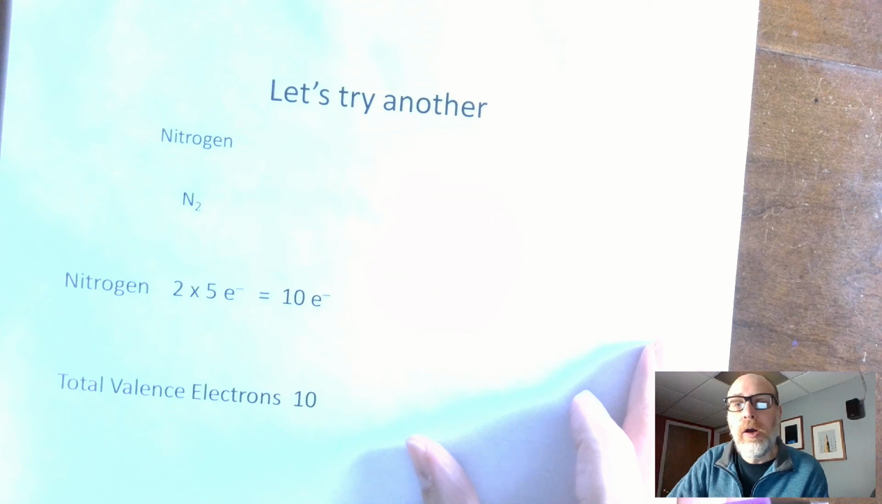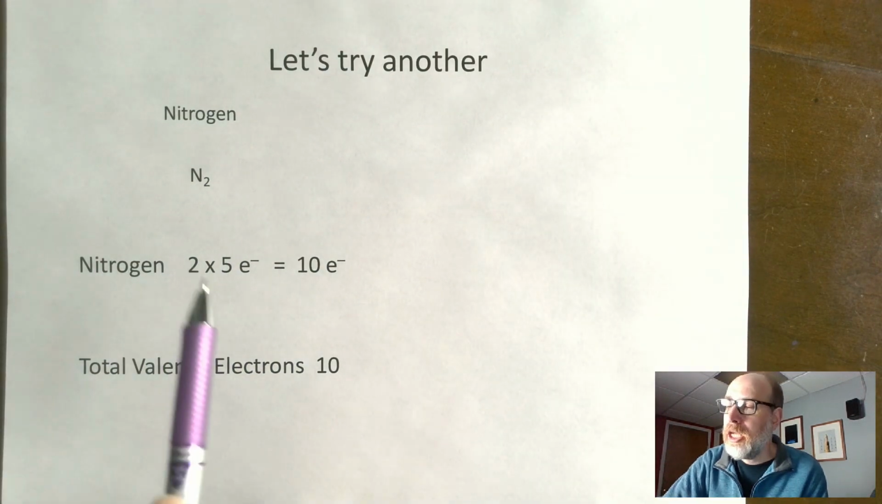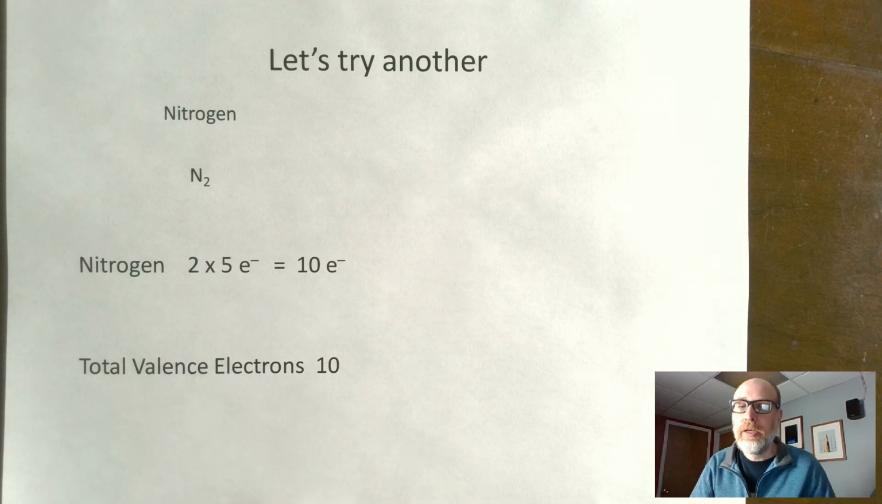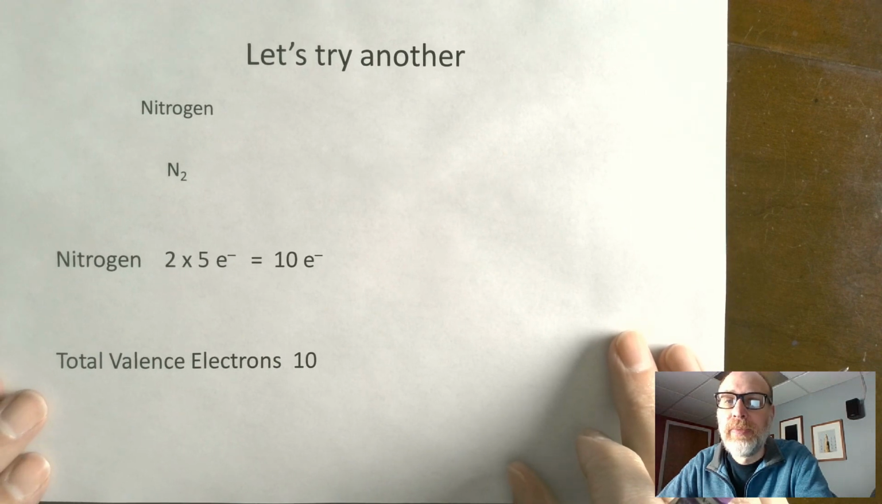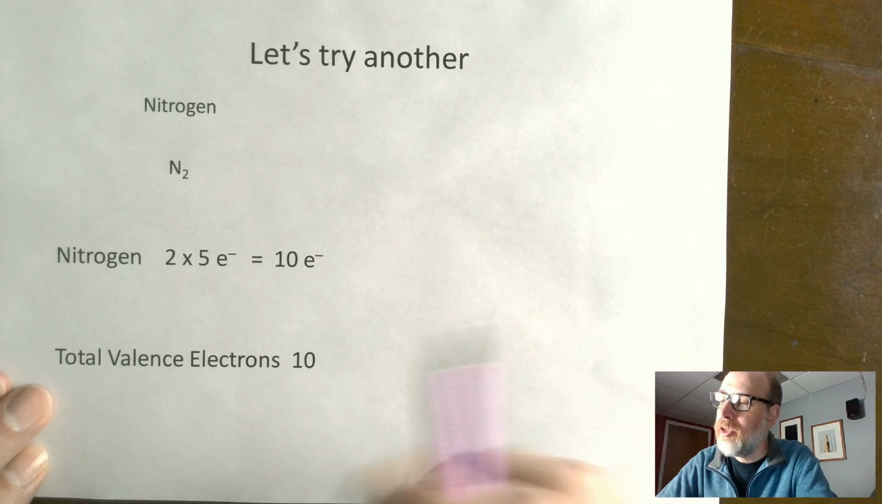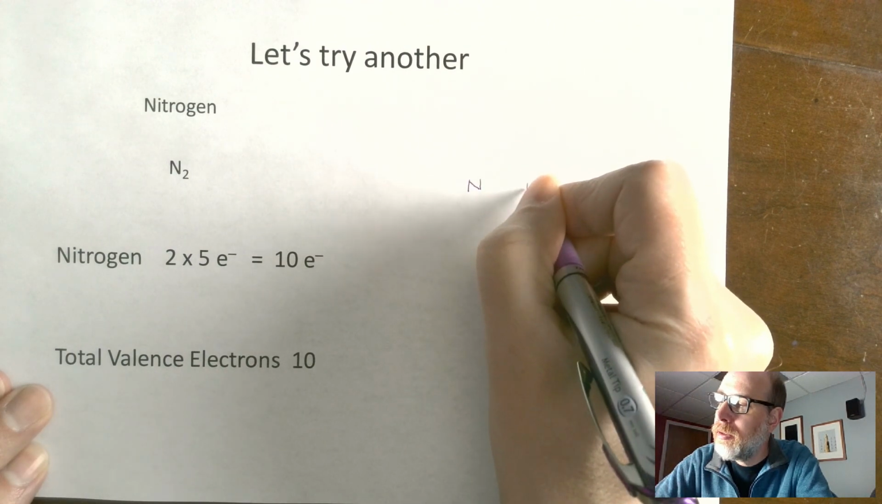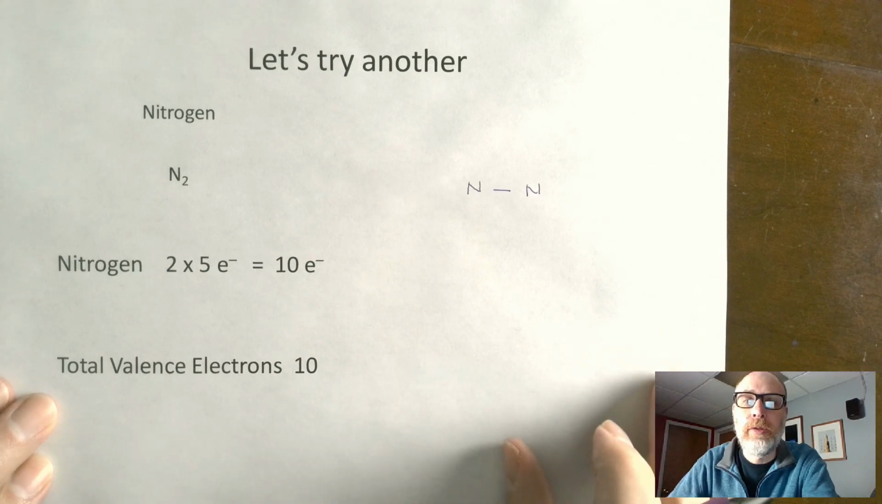All right, so you should find nitrogen. Each one has 5 valence electrons. There are 2 of them for 10 total valence electrons. Now, a compound like nitrogen is a little bit weird. There's no real central atom. There are just 2 nitrogen atoms, and then we're going to connect them together with that one bond.